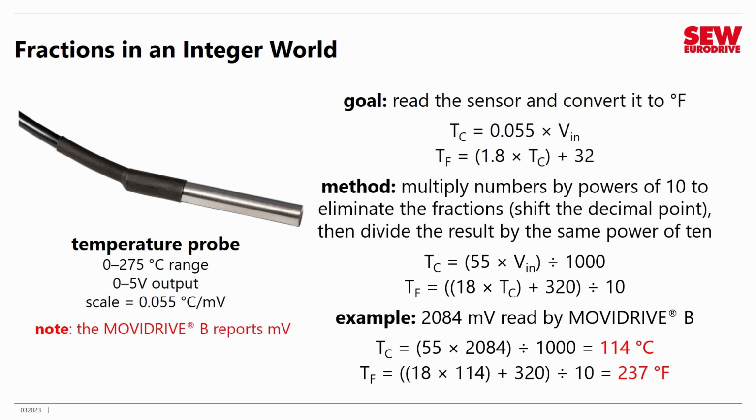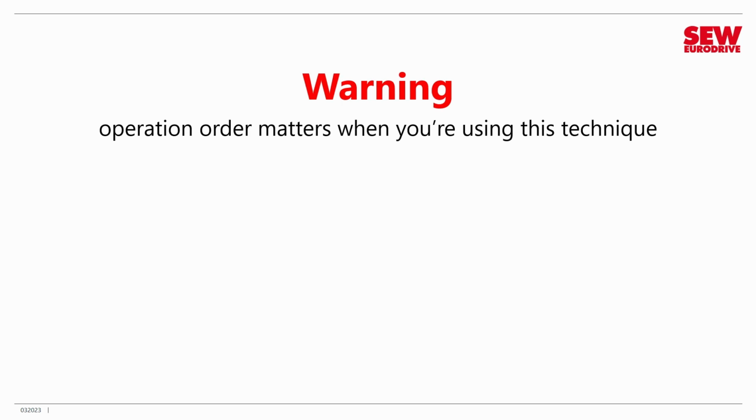We take 18 times 114 plus 320, and then when we're all done, we divide it by 10 to remove the shift, and that gives us 237 degrees Fahrenheit. So not too bad. It's not perfect, and it won't necessarily give you the most deadly accuracy, but it's pretty close. So this is one method that you can use in a lot of applications, and I rather like this method. Now, a little warning here.